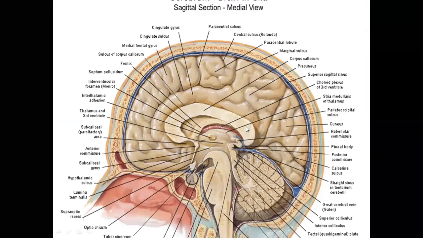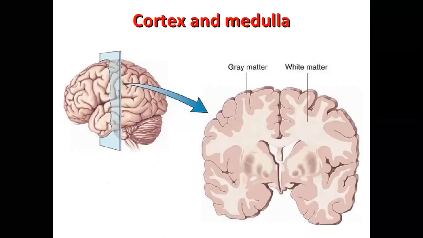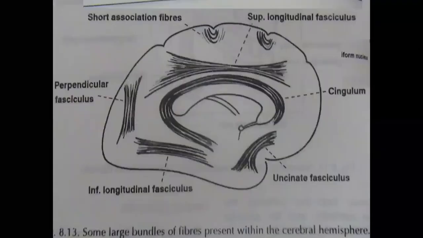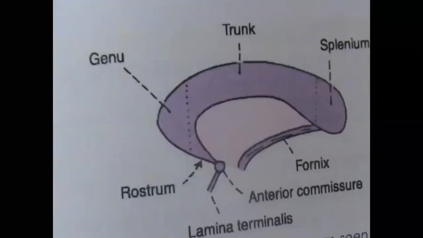So it's a white matter. This is a collection of fibers. It connects the two different right and left cerebral hemispheres. The parts are rostrum, genu, trunk, and splenium. So this is commissural fiber. These are the remaining; you should remember only the names of the commissural fibers.